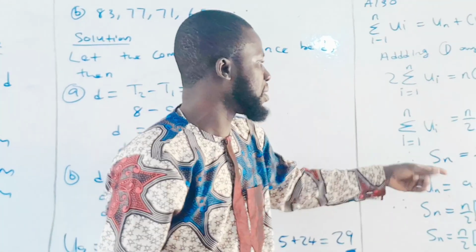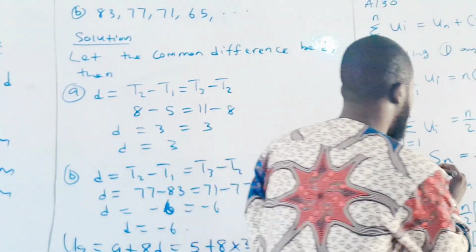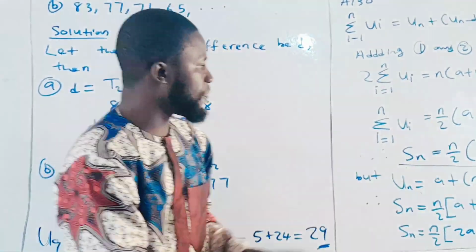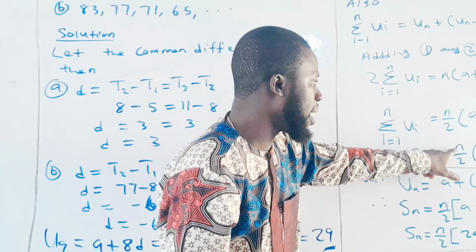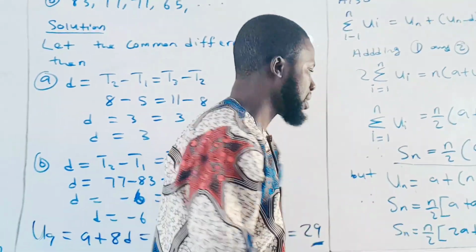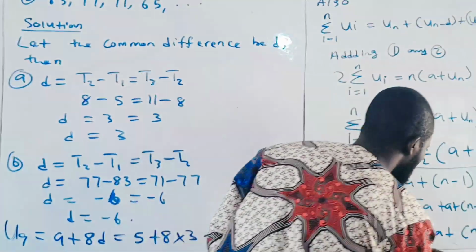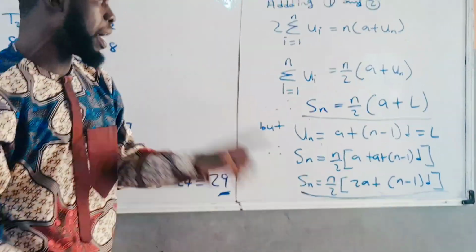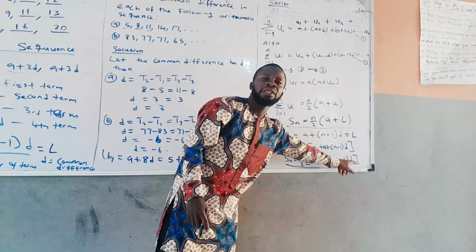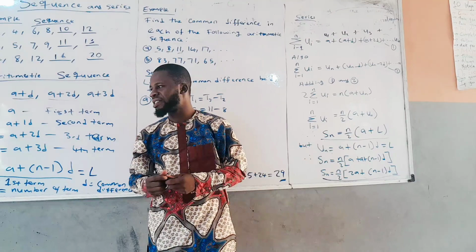But we are dealing with arithmetic sequence. You use this formula. This is the first formula that you use. You use it when you are given n, the number of terms, the first term, and the last term. But you use this one when you are not given the last term, but you are given n, the first term, and the common difference.